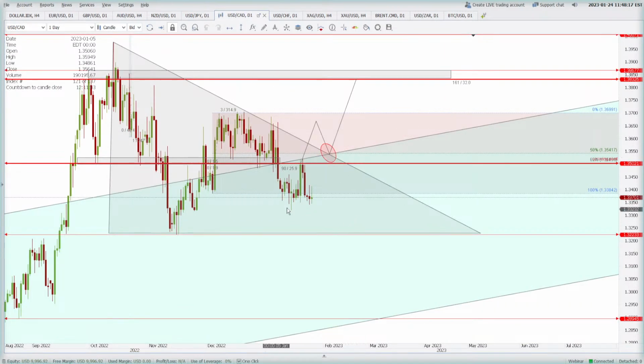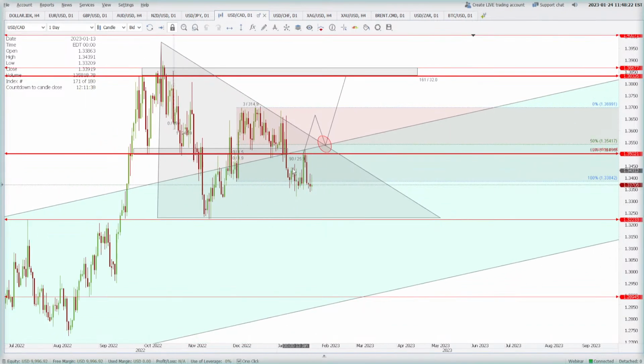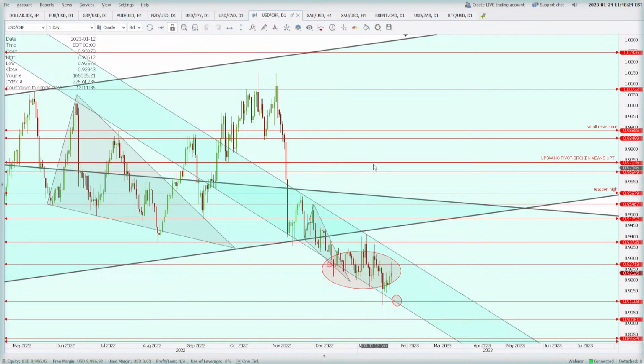USD CAD, still there is no clarity of the price action, so just stay away from this market guys. Similar is for USD CHF. The movement is very small.